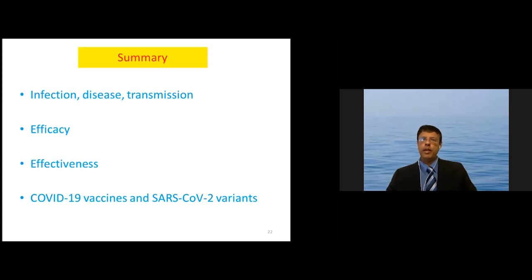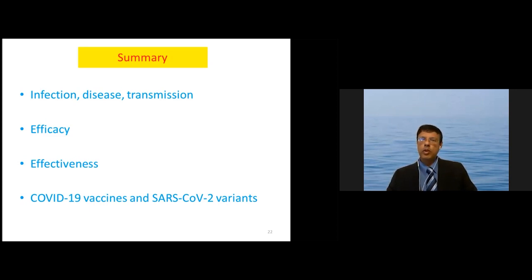So in summary, I've told you what infection was, what disease is, and about transmission. Those who are infected, those who have disease can transmit the virus. What we want to do with vaccination is to reduce the disease severity as a first step, and then move on to also reduce infection and transmission. So disease severity is reduced to a great extent with the present vaccine. Infection is reduced to a lesser extent.